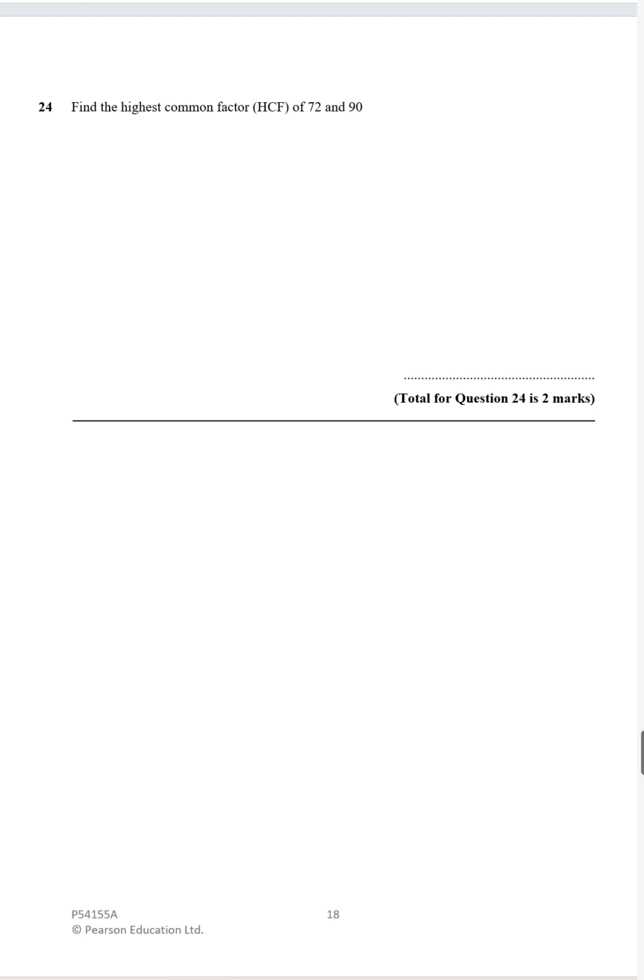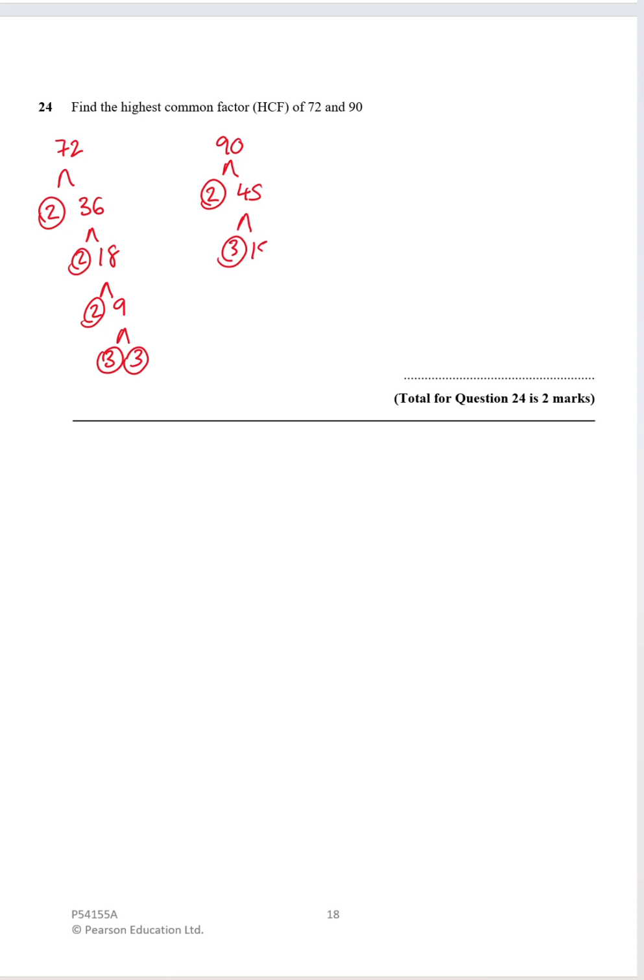Question 24, the highest common factor of 72 and 90. I'm going to start off with my factor trees. Any factor pairs that you've used to get to this point is absolutely fine, as long as your circled primes are the same. 90. Okay, I'm going to write them out as products. I'm not going to use index form. And then 90, 2, 3.